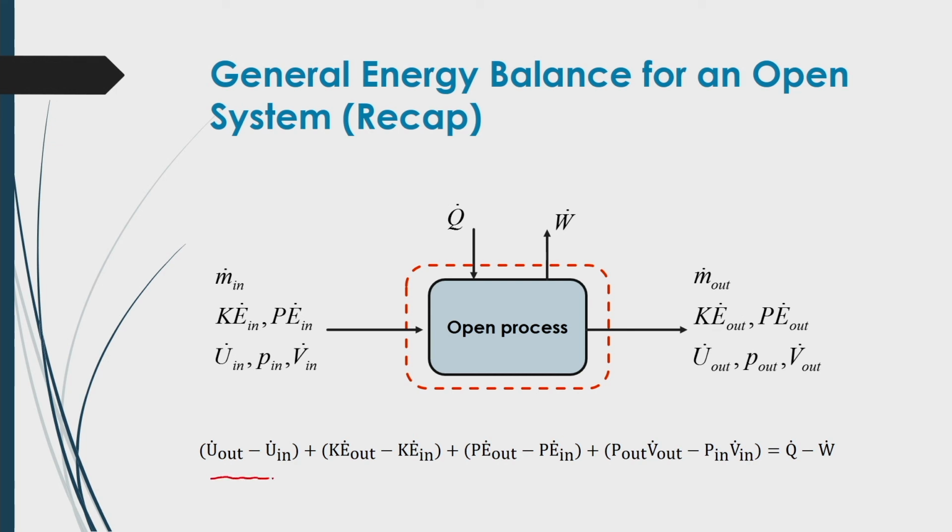Considering all those terms, we can write the energy balance equation for the open process: what will be the change of internal energy, the change of kinetic energy, the change of potential energy, and the change of flow energy. That will be equal to the net energy supplied to the system. That means the heat energy supplied to the system, minus the amount of work done by the system.